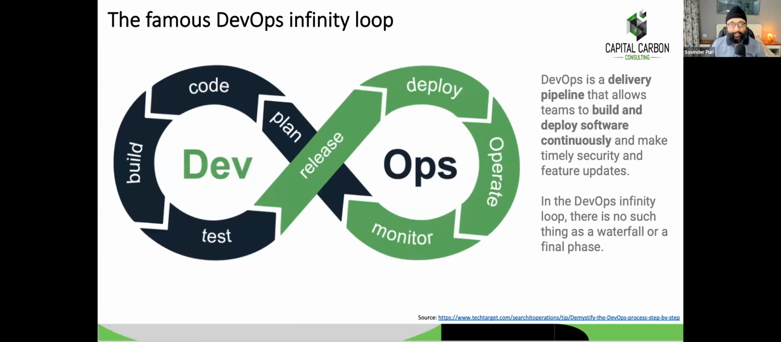Okay, so here's the famous DevOps infinity loop. This is called an infinity loop because it defines the delivery pipeline that allows development teams to build and deploy software continuously in an iterative manner. And it's called infinity loop because there is no such thing as a start and an end. And typically this loop will start from the plan phase. That's the agile planning phase.